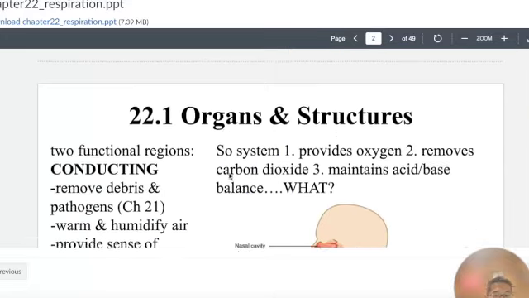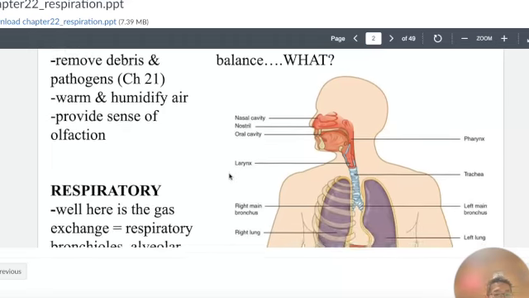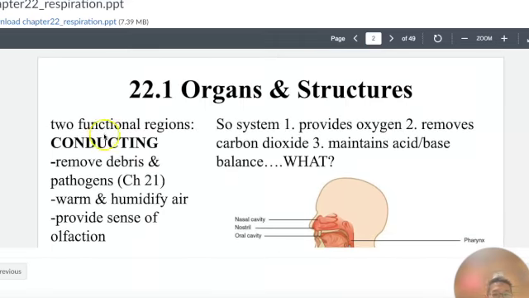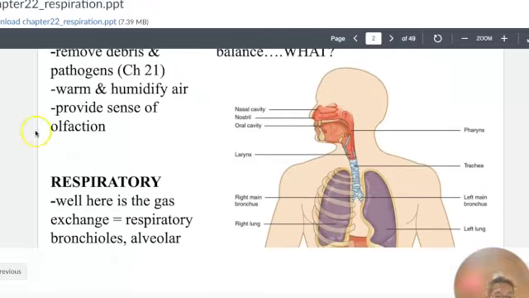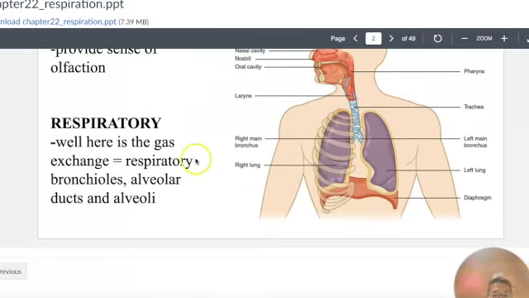Okay, so now we're going to talk about the anatomy part of the respiratory system. First, there is the conducting system and the respiratory part. The conducting part is to remove pathogens, as you see here, and warm up the air, which is right up here. And the respiratory part is where gas actually exchanges in the lungs, in the alveoli.